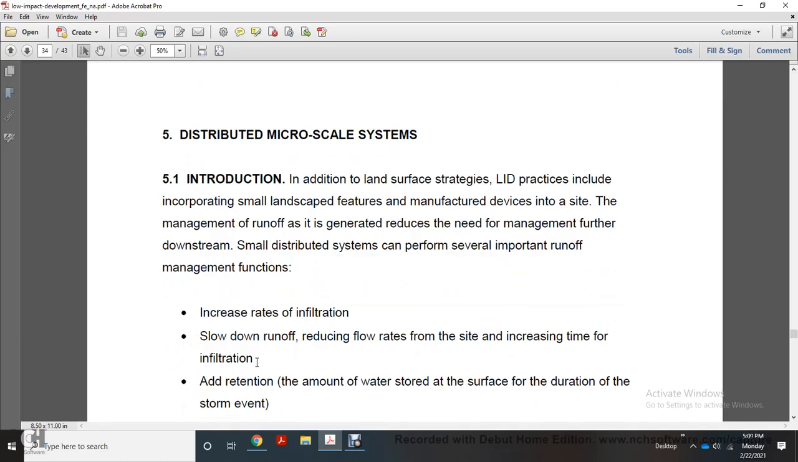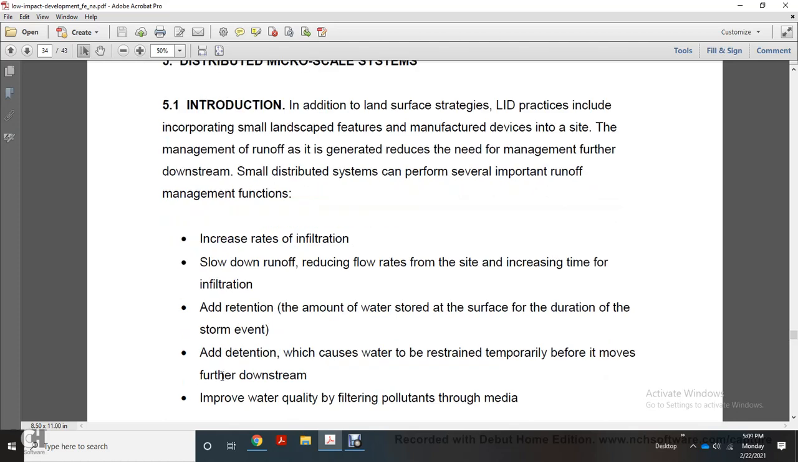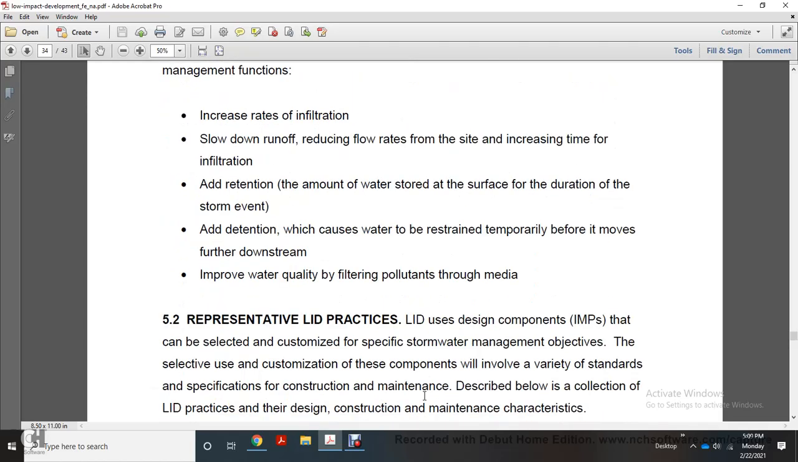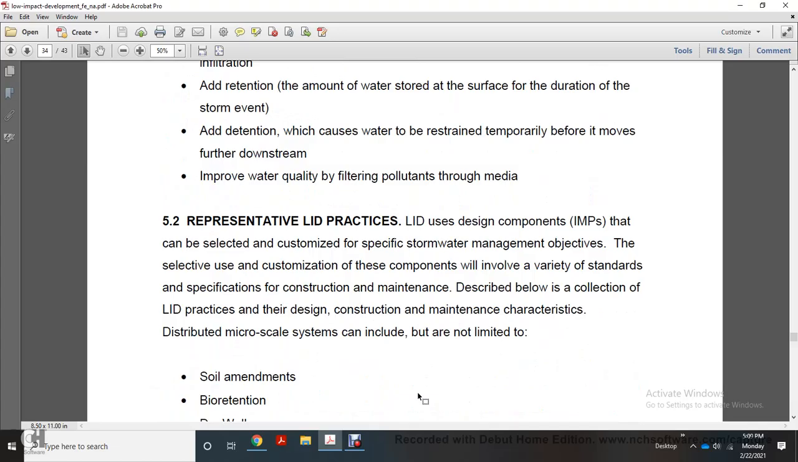Increase rates of infiltration: slow down runoff, reducing flow rates within the site and increasing time for infiltration. Add retention: the amount of water stored over the surface over the duration of the storm event. Add detention, which causes the water to be restrained temporarily before it moves further downstream. Improve water quality by filtering pollutants through the media. Representation of low impact development practices.